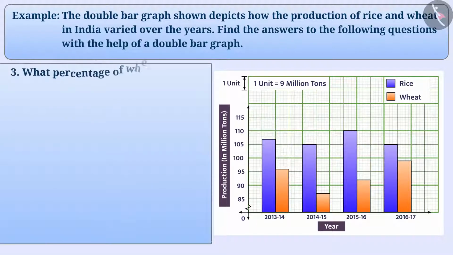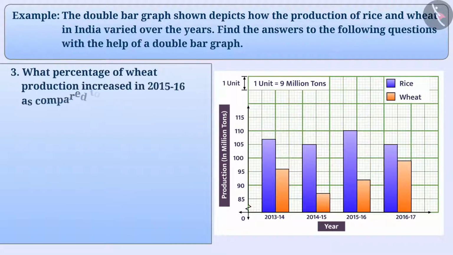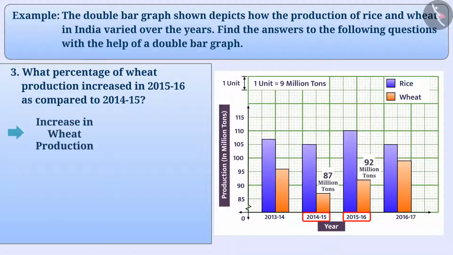What percentage of wheat production increased in 2015-2016 as compared to 2014-2015? We see that wheat production is 87 million tons in 2014-2015 and 92 million tons in 2015-2016. Increase in wheat production is equal to 92 million tons minus 87 million tons is equal to 5 million tons.